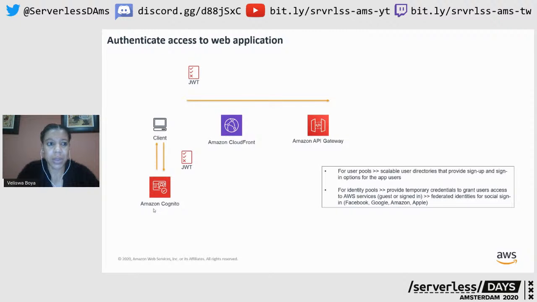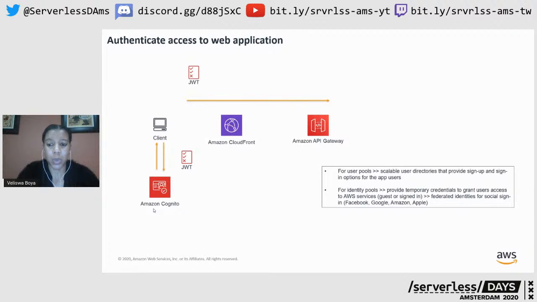The second pattern that we're going to look at is the authentication of access to your web application. The service that AWS has available to help you with this is Amazon Cognito. Cognito offers user pools, and it also offers identity pools. What are user pools and what are identity pools? User pools let you define scalable user directories that provide sign up and sign in. So you will include sign up and sign in functionality for your web application. That's what your user pools let you do.